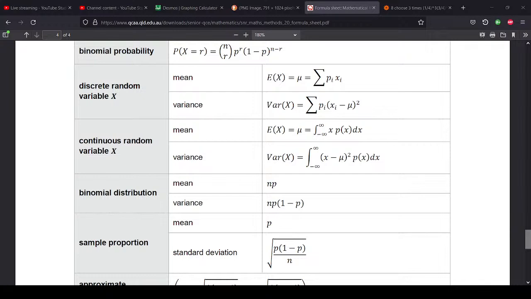So x on 8 minus x cubed on 3456. Just subbing in 4 now, so 4 on 8 is half, minus 4 cubed on 3456, minus the 0, so it's just going to be 0 there. So that equals half minus 4 cubed on 3456, which is 0.48.